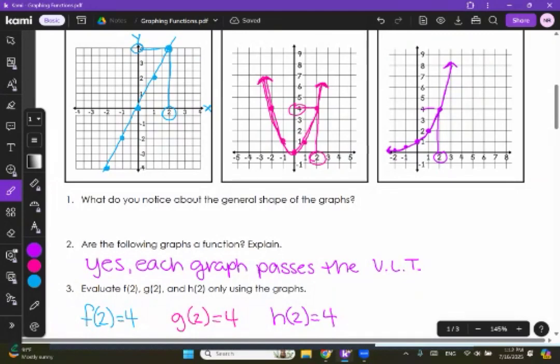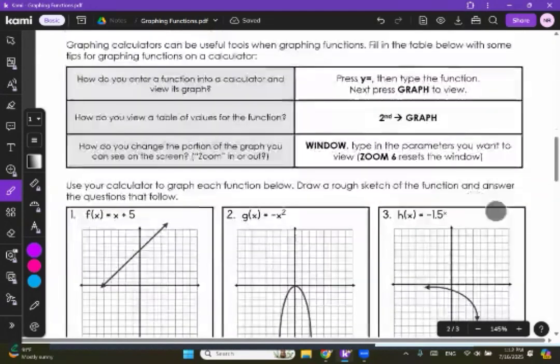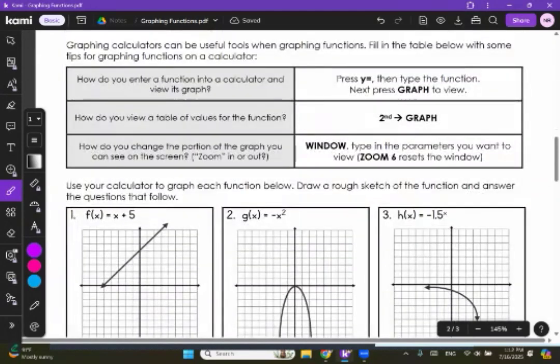Flip it over to the back. Graphing calculators can be useful tools when graphing functions. Fill in the table with some of the tips for graphing functions on the calculator. Well, I went ahead and filled it in for you just because I have certain rules compared to what they wanted us to write in for graphing things on the calculator, okay?